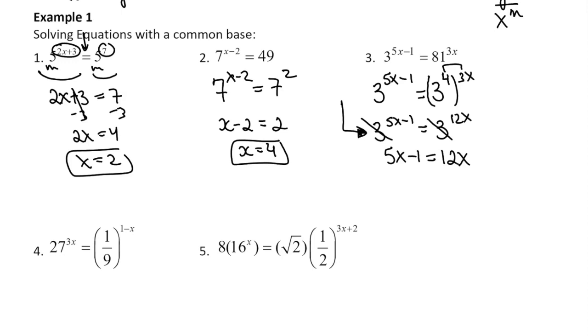Okay, so if we want to solve for x here, -1 equals 7x, divide by 7, and x would be equal to -1 over 7. Okay.